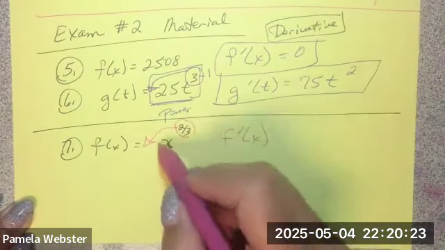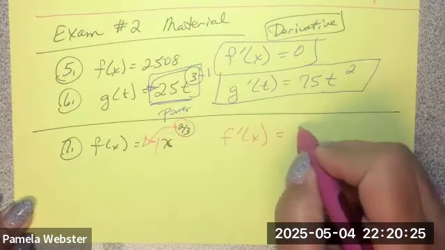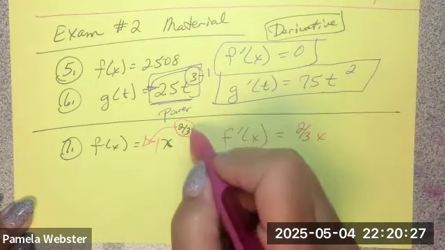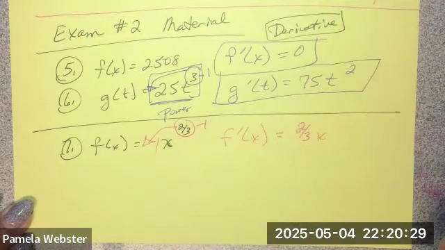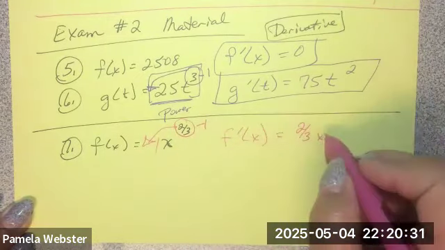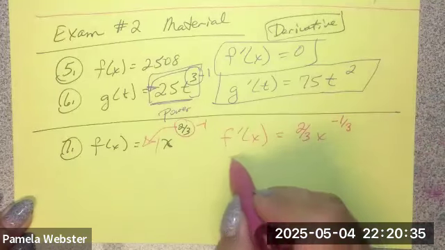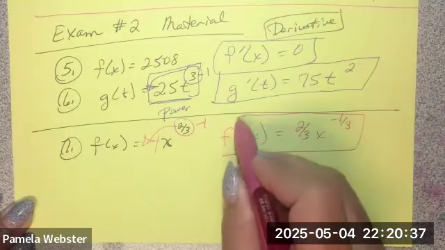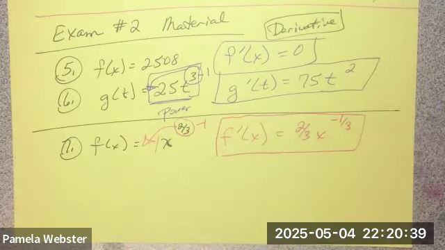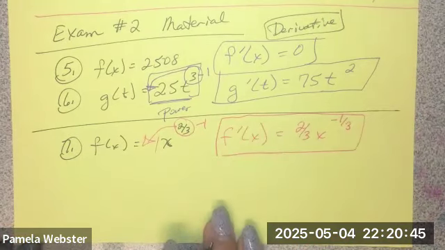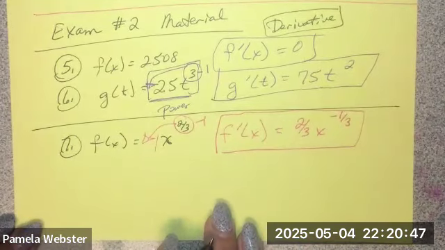Multiply the fraction out in front. This happens to be a 1. So that's 2/3 x to the... subtract 1 from the exponent, right? 2/3 minus 1 is negative 1/3. Okay, so be careful with that. Sometimes we go negative whenever we subtract a 1. It happens. It's okay. All right.